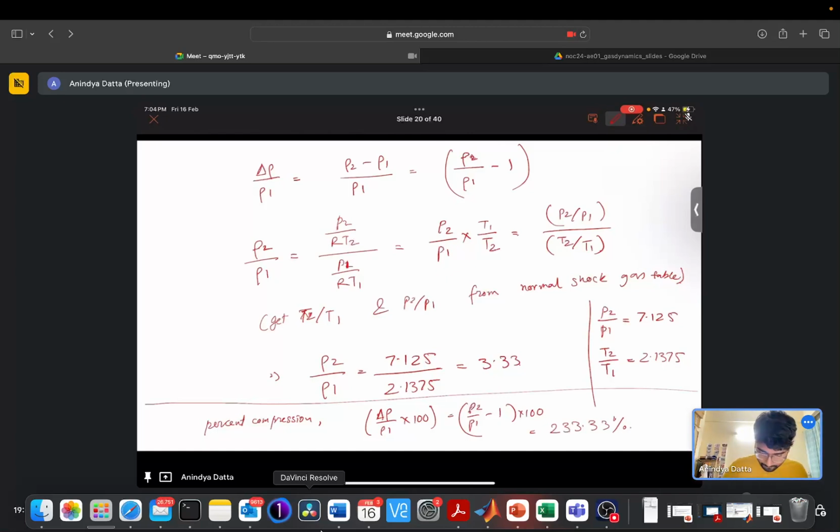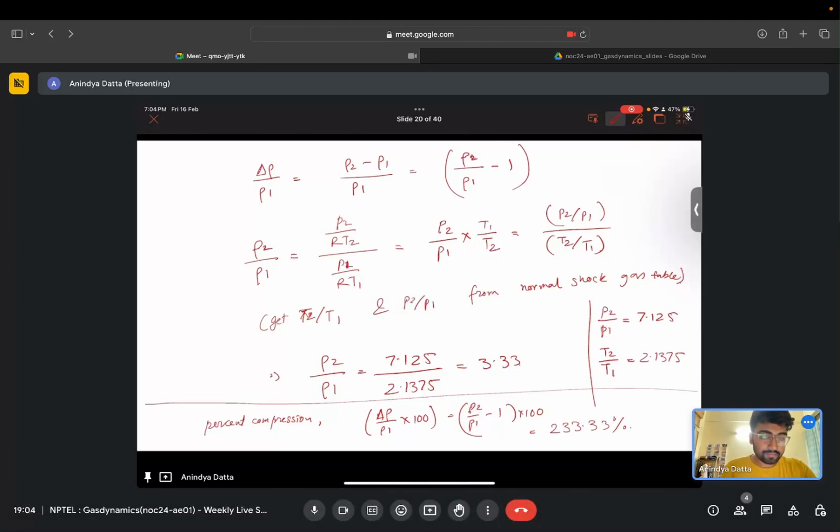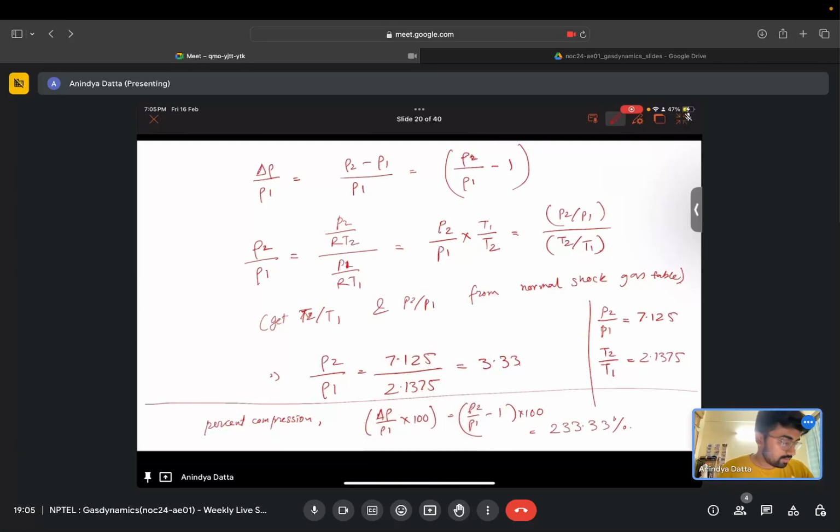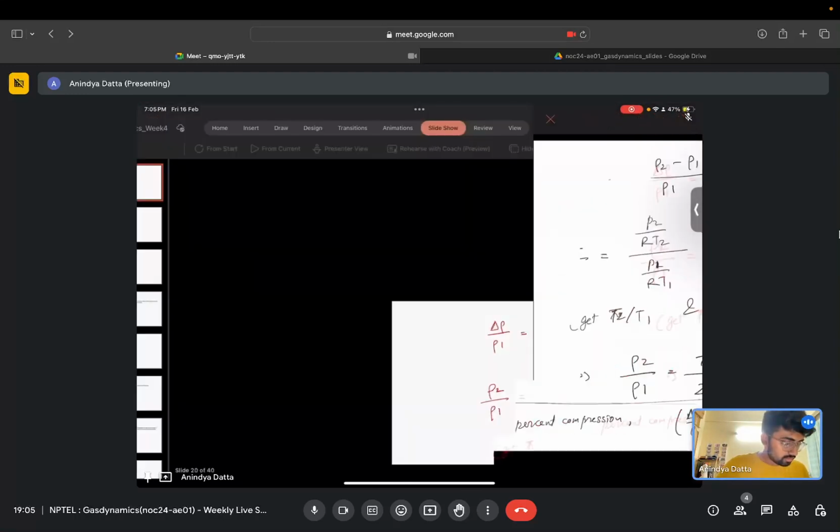So we have seen we can directly get the temperature and pressure ratios from the gas table, or we have formulas for that, and the density ratio we can compute from that. All right, let's move on to the next problem.